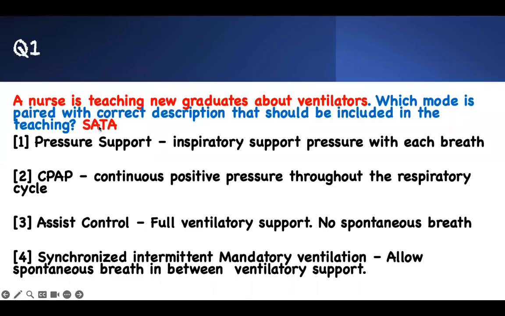It's a select and apply. A nurse is teaching a new graduate about ventilators. Which mode is paired with the correct description that should be included in the teaching? Pressure support, CPAP, assist control, and synchronized intermittent mandatory ventilation. Look at it, think about it, snapshot it, take a picture as I go through the lecture, try to answer it yourself, then we'll come back to it. So that's the first question. I'm not giving you the answer.